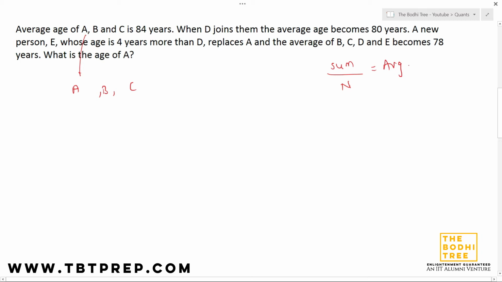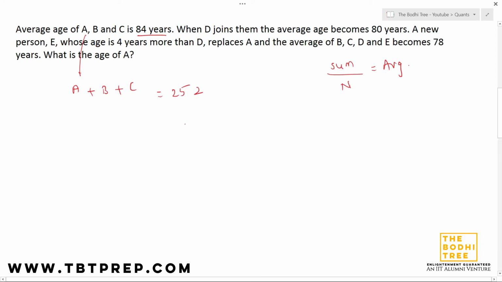So let's assume A is the age of A, B is the age of B and C is the age of C. If I add these 3, A plus B plus C divided by 3, this is 84, that is given in the first sentence. So if I cross multiply, I'll get the sum of ages of A, B, C, right, which is nothing but 84 into 3, 3 fours are 12, 3 eights are 24, 252, right? So this is the sum of ages of A, B and C.